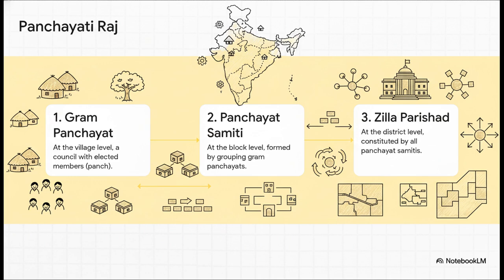So let's look at the structure of our rural local government, which you know is called the Panchayati Raj. It's a three-tier system. At the very bottom, at the village level, we have the Gram Panchayat. Then, a few Gram Panchayats come together to form the Panchayat Samiti at the block level. And at the top, at the district level, all the Panchayat Samitis together form the Zilla Parishad. So village, block, and district. It's a simple structure to remember.